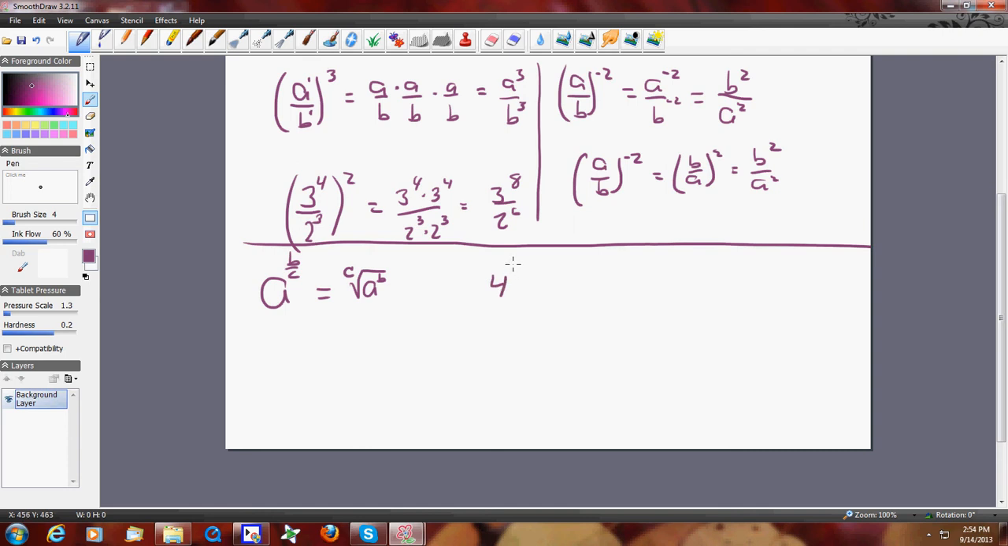So let's take a look at 4 to the power of 3. All right. Well, if you wanted, you could also look at this as 4 to the power of 6 over 2, which would become, and my argument is, the square root of 4 to the power of 6. Well, what is the square root of 4? The square root of 4 is 2. And what's 2 to the 6? It's equal to 2 times 2 times 2 times 2 times 2. 1, 2, 3, 4, 5, 6.